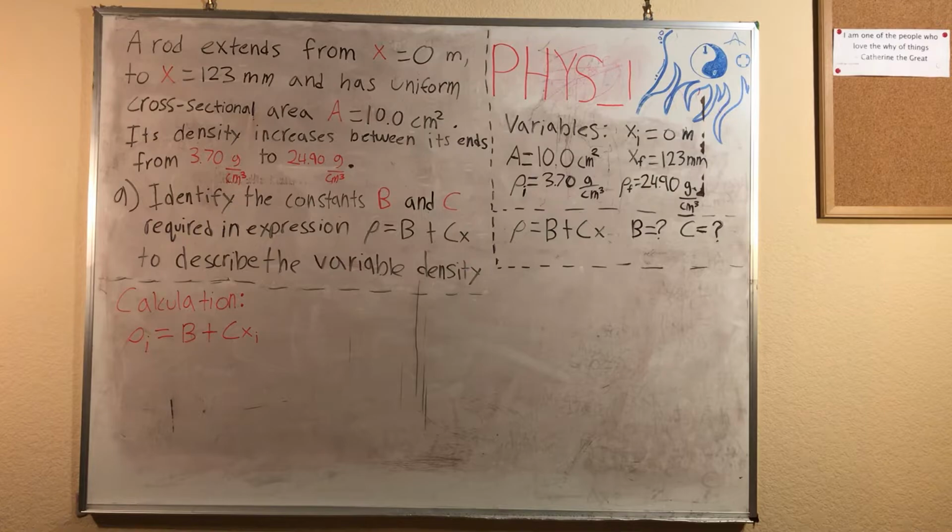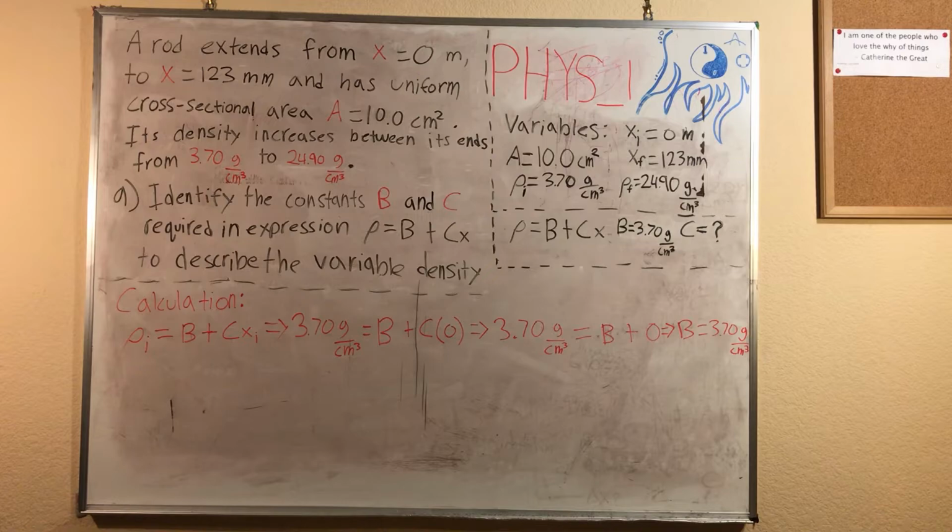After plugging in, the equation is 3.70 grams over centimeters cubed equals B plus C times 0. Then we get 3.70 grams over centimeters cubed equals B plus 0. This gives us the B value, which just equals 3.70 grams over centimeters cubed. Let's write that in for B. Now that we have B, let's solve for the final values that we were given. We'll have rho final equals the B, 3.70 grams over centimeters cubed, plus C times x final.